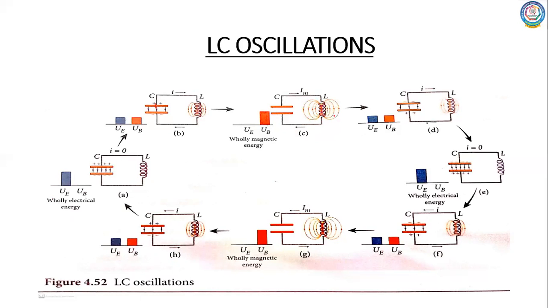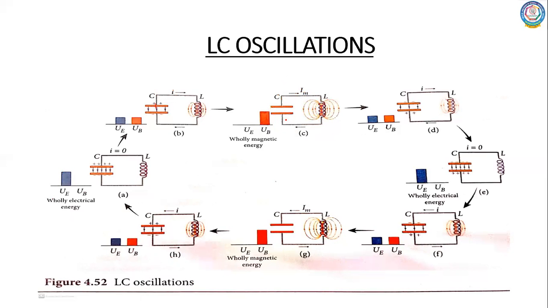That is, the energy is fully transferred to the magnetic field of the inductor. Now we have the energy of the inductor to be maximum, and there will be a maximum current flowing in the circuit. Here the current is not maximum, but here the current is maximum. And the charges in the capacitor are exhausted. That is, there are no more charges here.